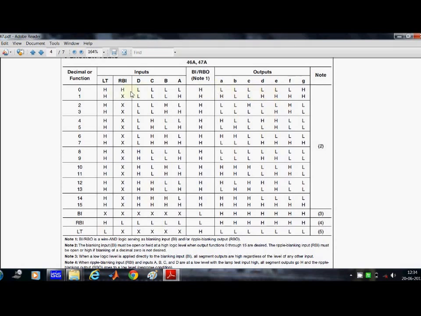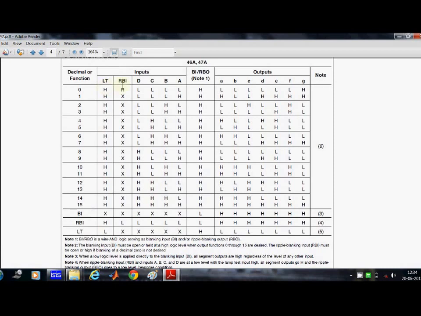For the 0 case, you can see that L means low, that is A, B, C, D, E and F are all low. G was the middle segment. If the middle segment is not glowing, then it represents a 0; otherwise it would have represented 8. So the middle segment was given a high signal, so this represents the number 0, and similarly you can infer from this truth table. This was important for us to discuss.